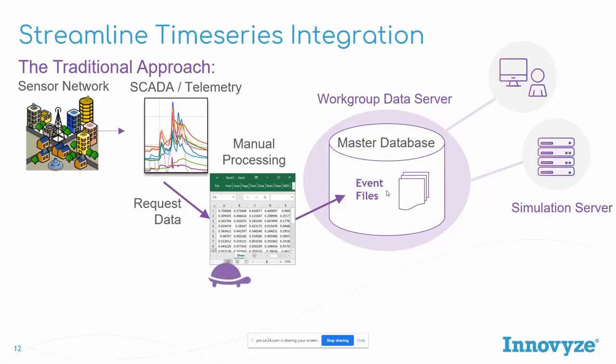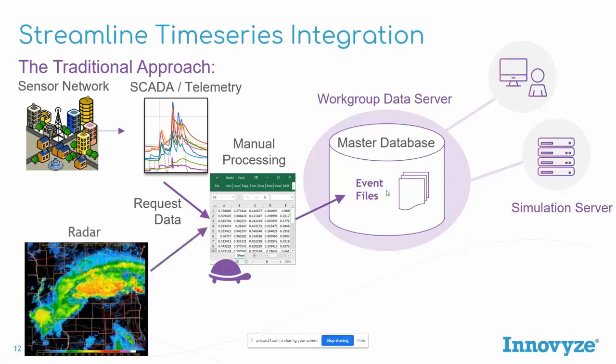And that works, but it's pretty slow, and you'll do it for one event, but then the next time there's a large rainfall event, you have to repeat the whole process. And so it's pretty slow. And I've seen an emerging trend throughout the country where radar data is being more commonly used because the spatial resolution is much better than a rain gauge network in many cases.